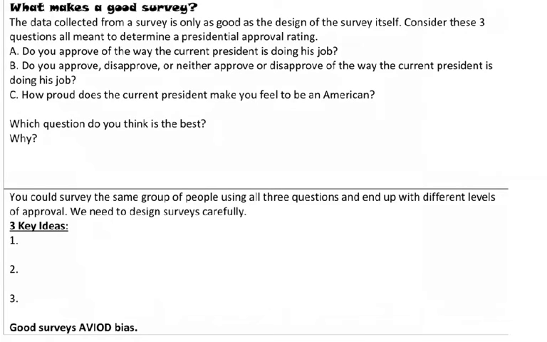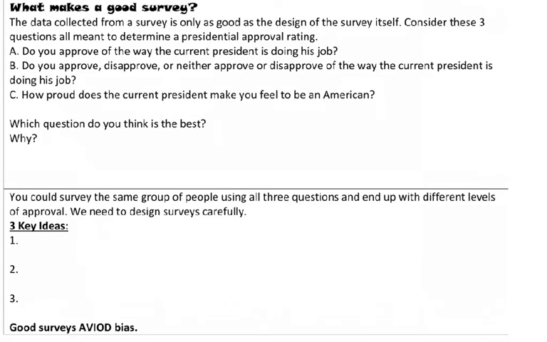Consider these 3 questions, all meant to determine a presidential approval rating. A, do you approve of the way the current president is doing his job? B, do you approve, disapprove, or neither approve or disapprove of the way the current president is doing his job? C, how proud does the current president make you feel to be an American?